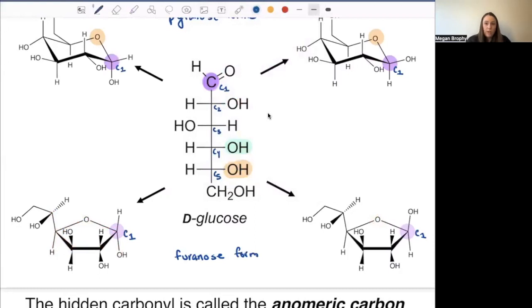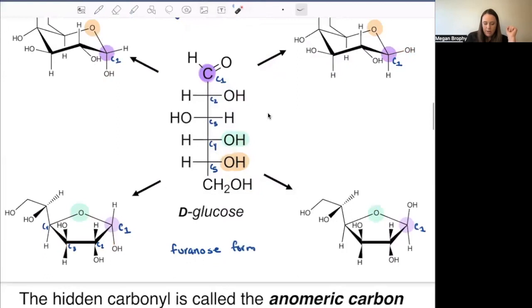And then if we keep going around in a circle on the furanose forms, we have C2, C3, C4, and then our hydroxyl group. So here we have 4 different isomers, or another 4 forms of glucose. We have our furanose forms and the pyranose forms. And in both cases, we can have stereochemistry at the anomeric carbon, where the hydroxyl group is either down or up.